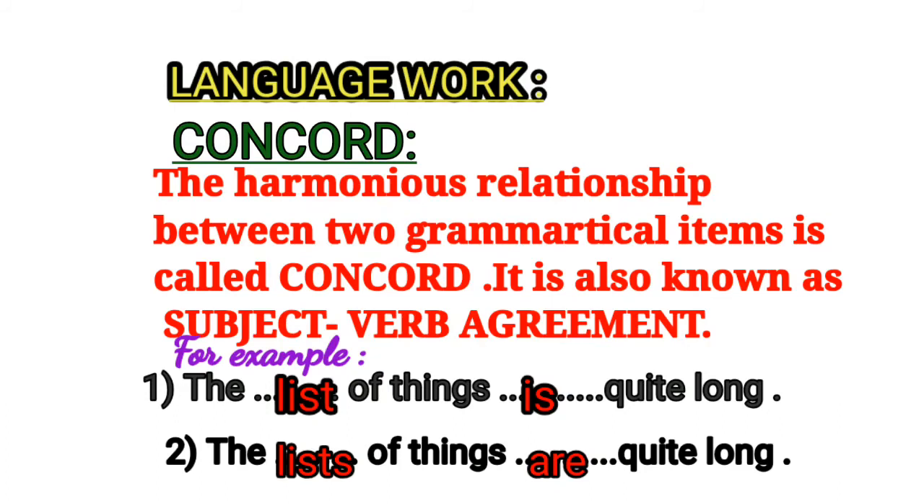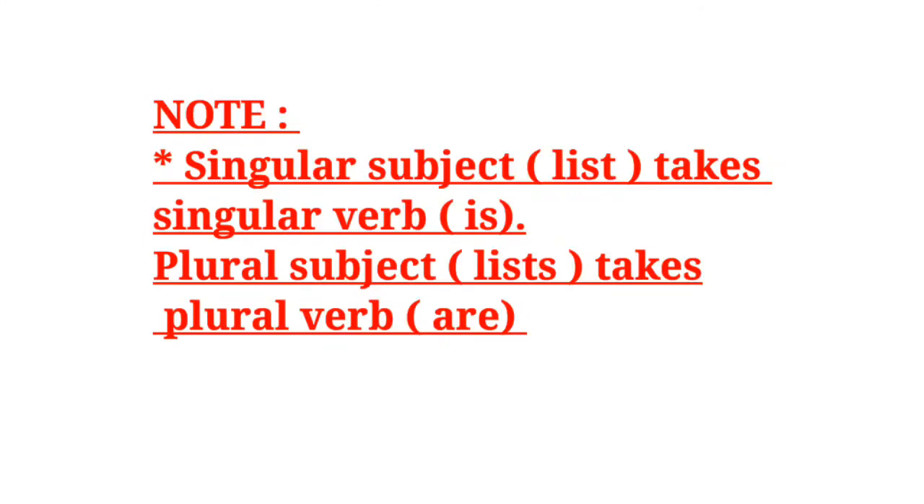If the subject is plural, the verb should be plural. That's why the definition here clearly signifies that there should be a harmonious relationship between two grammatical items. Now, students, just note down this important point in your notebook: a singular subject takes a singular verb and a plural subject takes a plural verb. As we have discussed earlier in the example, the list of things.